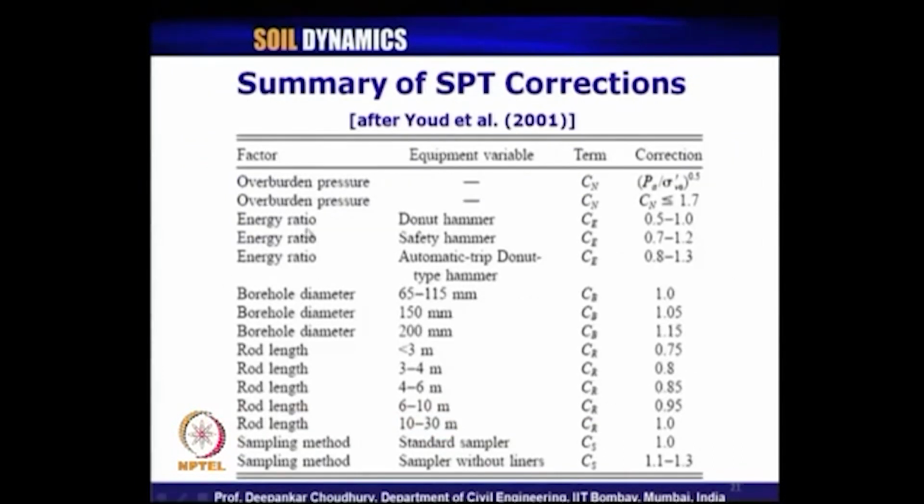So, this is the summary chart which is given in Idriss et al. 2001. You can see the different factors, that is, overburden pressure correction factor, energy ratio correction factor, borehole diameter correction factor, rod length correction factor and sampling method correction factor, the different terms we have already discussed. This is the summary table of what we have discussed just now. The CN upper limit will be up to 1.7 as I have mentioned, and depending on the type of hammer, whether donut hammer or safety hammer, these are the ranges of the correction factors. As a designer you can use any value in between, or you can use the average value for the design.